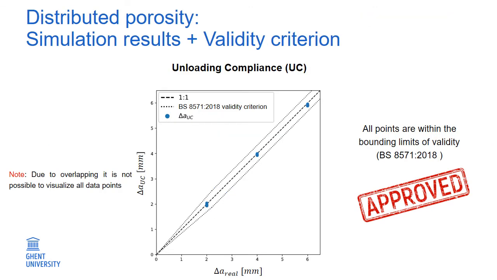Crack growth values obtained using unloading compliance simulations combined with Shen's polynomial equation are represented in the y-axis of this plot. In the x-axis, the real crack growth is reported. Bounding limits of validity set by BS 8571, a standard devoted to SCNT testing, are also represented in the plot. All points fell inside the validity bounding limits defined by this standard. That implies that the influence that the simulated distributed porosities would have on unloading compliance is not critical.